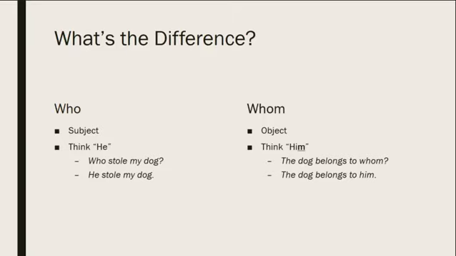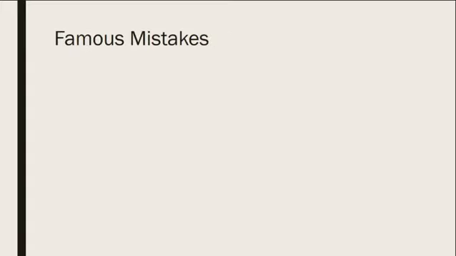The reason I use he and him and not she and her is because it's that M in him that serves as a reminder that we want to use whom. It's kind of funny when you start to pay attention to this, because a lot of people don't pay attention to who and whom. And so we run into some very famous mistakes.